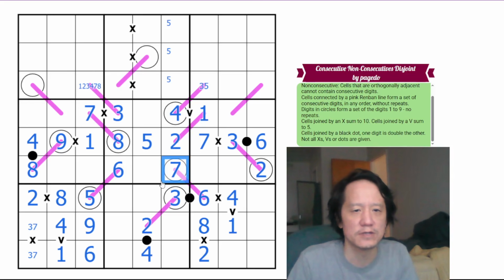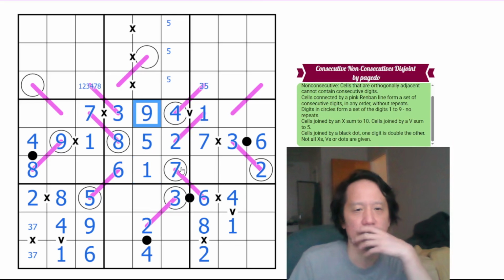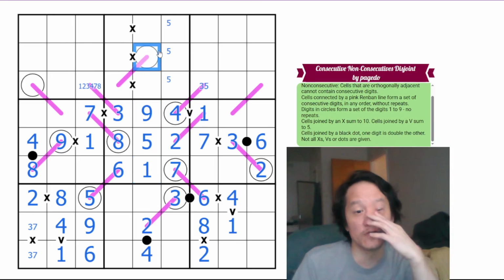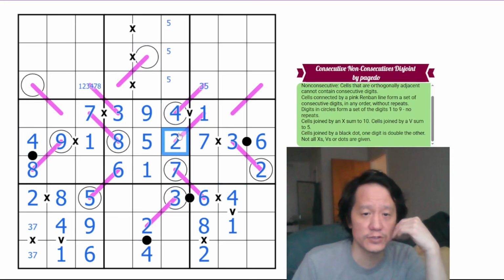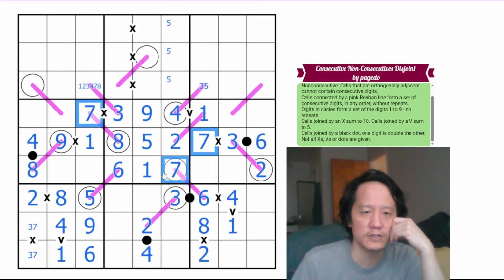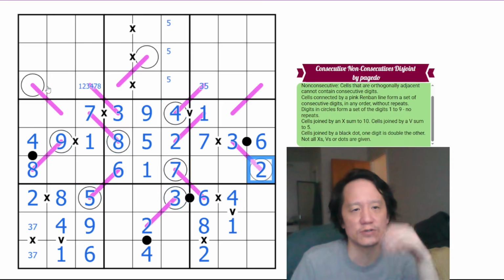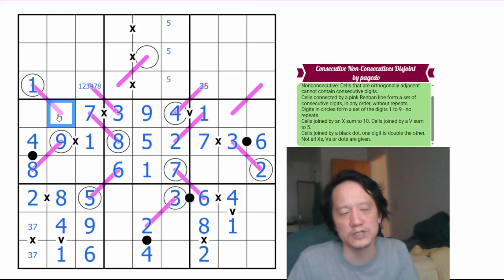Wait, does that work? Yes, 1 and 9. That means this can never be a 1, whereas the 1 in the circles, because there are no repeats. And there are 9 circles, right? 1, 2, I didn't even count. 1, 2, 3, 4, 5, 6, 7, 8, 9. Yes, there are 9 circles. So this has to be a 1, which is consecutive only with 2. So this is 1 and 2.